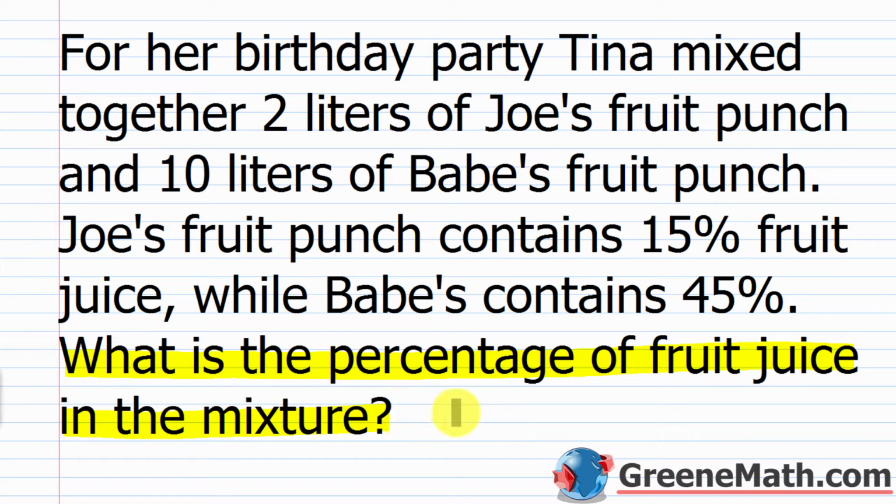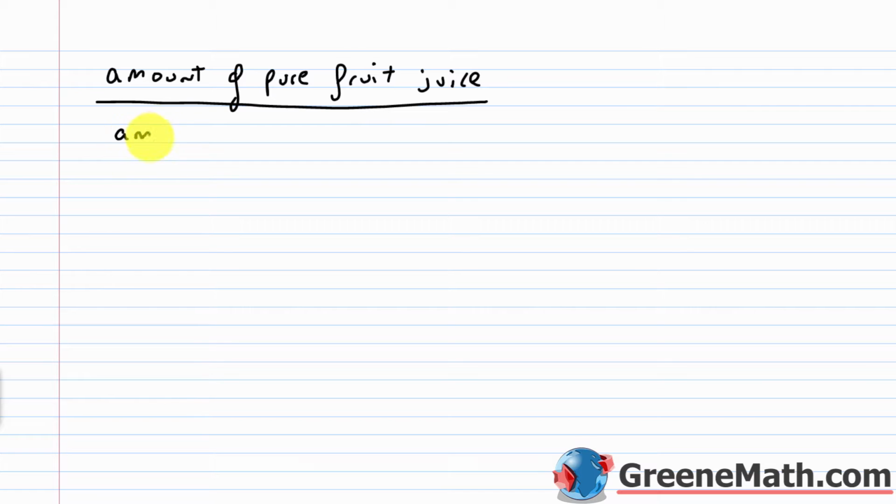So what is the percentage of fruit juice in the mixture? How do I obtain that? Forget about the numbers for now. If I want the percentage of something, well, I would want the amount that I'm looking for as a pure amount over the total. So in this particular case, we're looking for the amount of pure fruit juice, and that's going to be in liters, right? Because we're talking about these mixtures in terms of liters, over just the amount of the mixture.